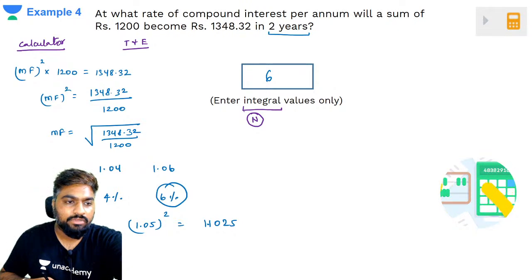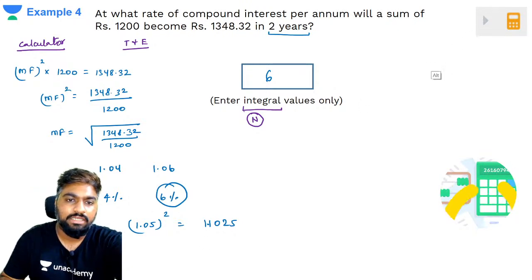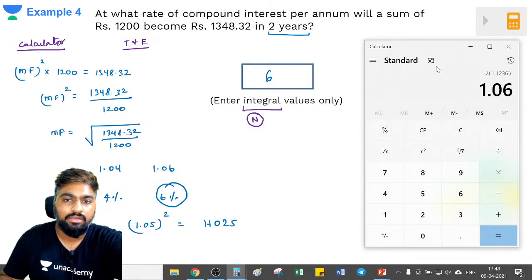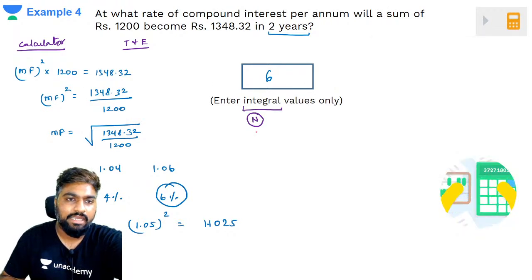तो कैलकुलेटर यूज कर रहे हो तो हो जाएगा. स्क्वायर रूट का अगर ऑप्शन है अवेलेबल तो डायरेक्ट स्क्वायर रूट निकाल लो इसका. 1.06 आएगा मल्टीप्लीकेशन फैक्टर, मतलब 106%, 100% तो प्रिंसिपल ही हो गया, तो 6% इज आवर आंसर. यस.